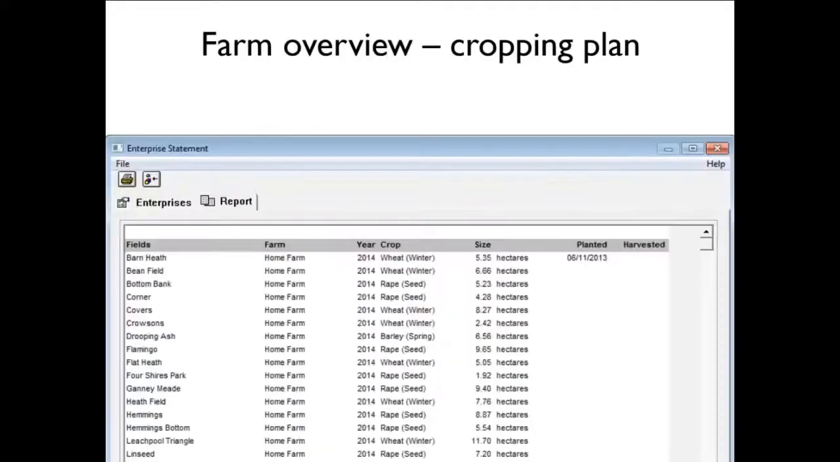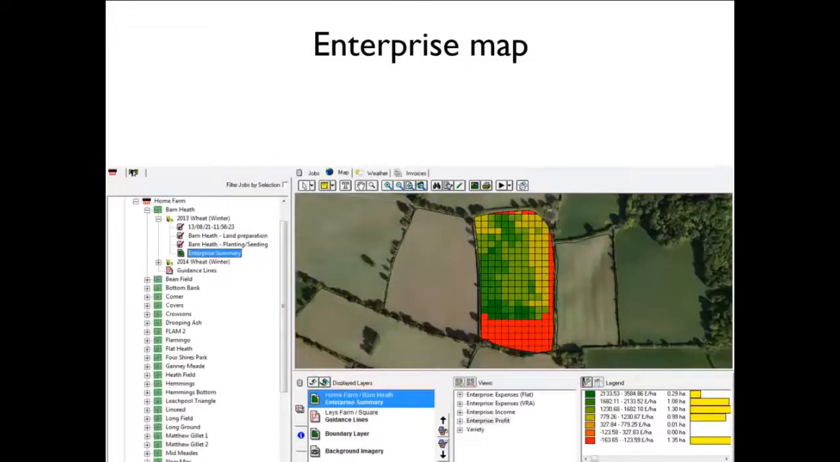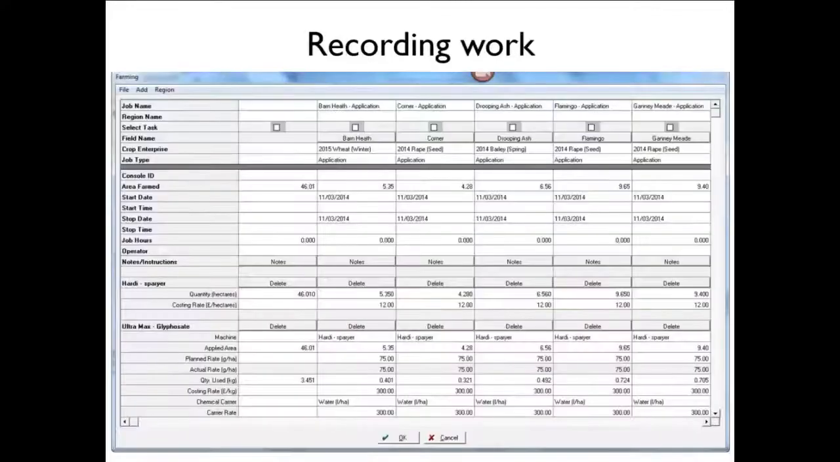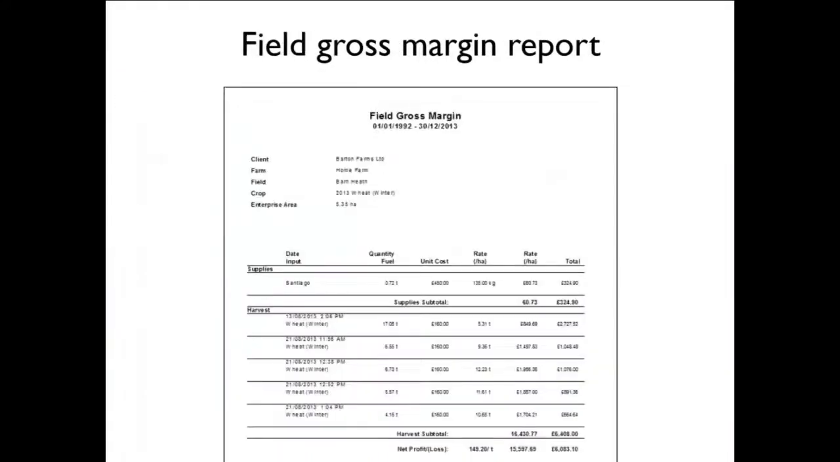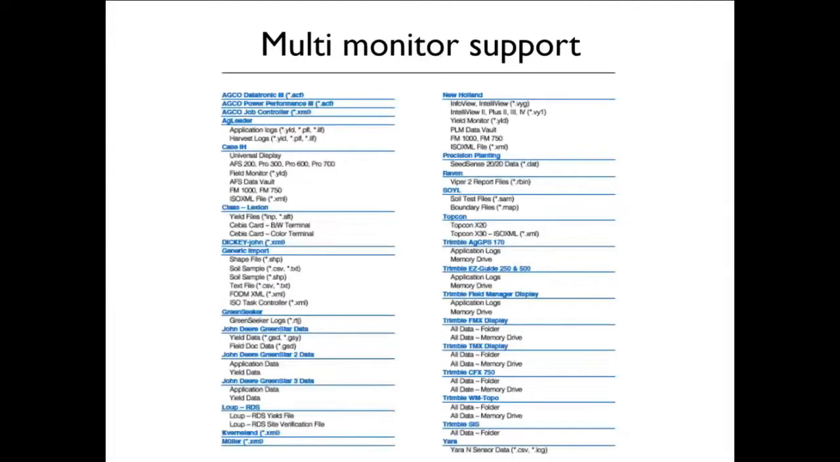You can look at cropping plans to help you manage the farm historically and in the future. You can create enterprise maps or profit and loss maps for different areas of the field. You can create and record spray applications. You can create soil sample points. You can create gross margin reports. And it will work with many different types of monitors.